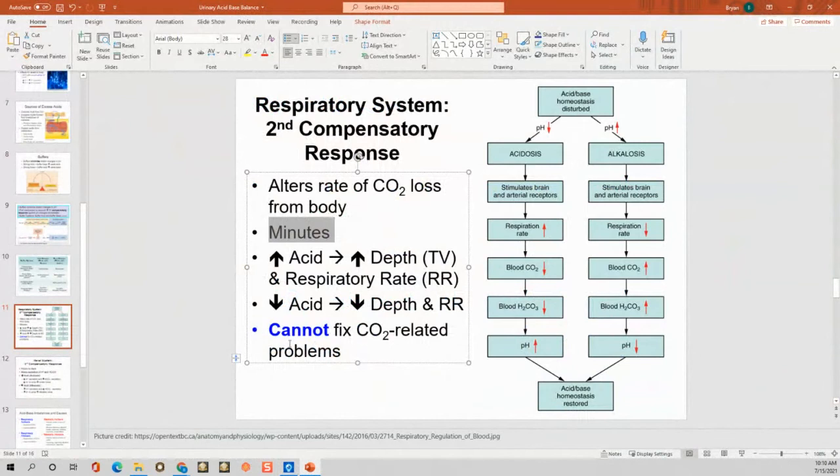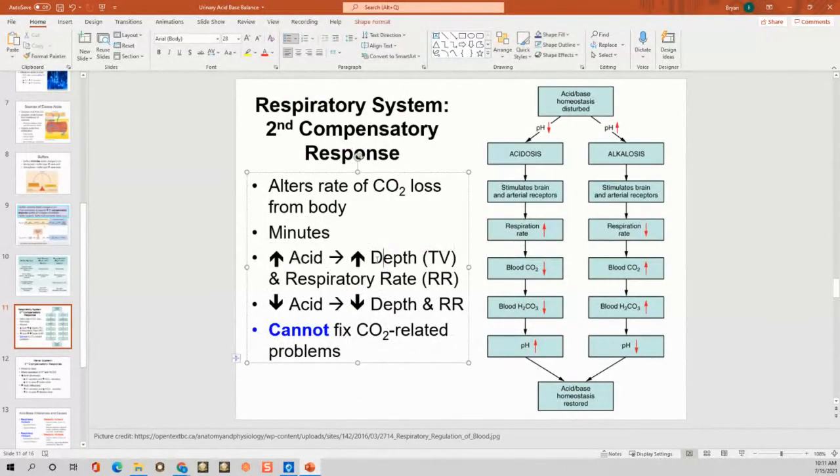This is occurring pretty quick, right? It's going to be happening for a couple of minutes after you've had an acidosis event, like exercise. This is trying to fix the problem within a couple of minutes. That's all that means. It doesn't mean that it's going to. It just means that it's going to try to.